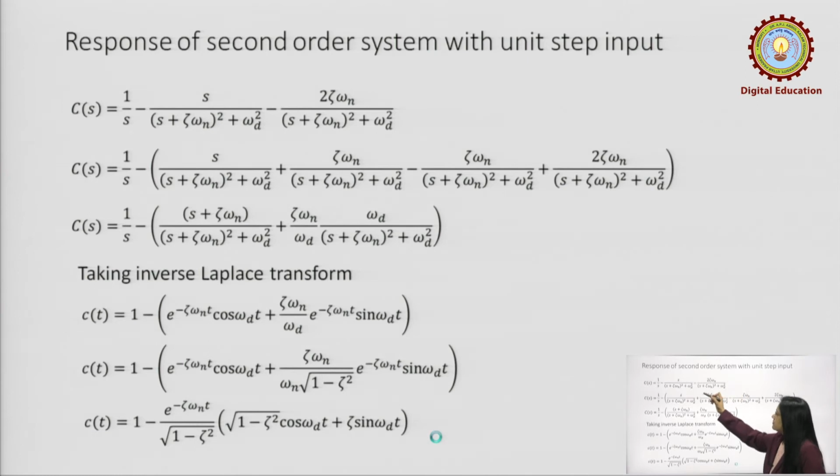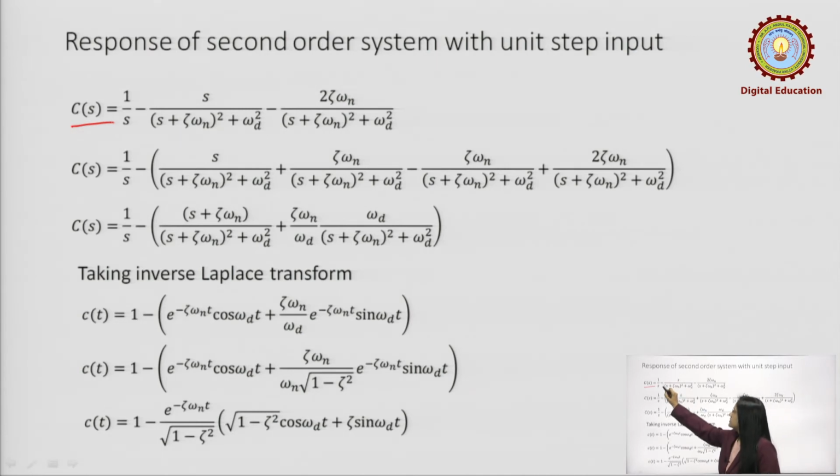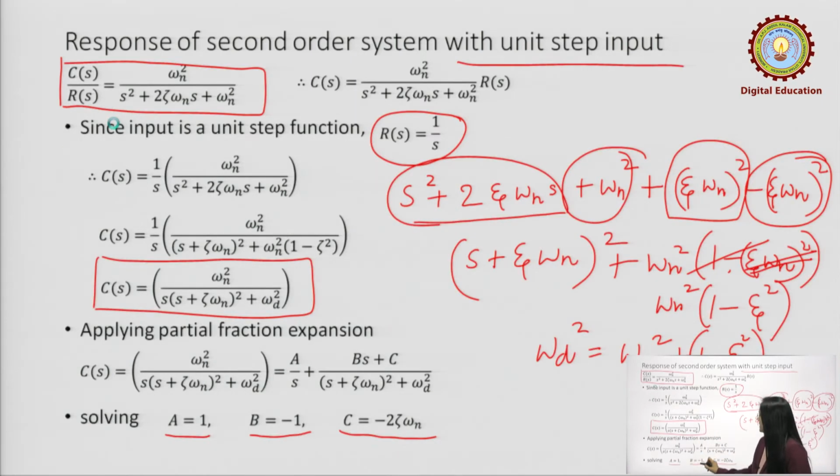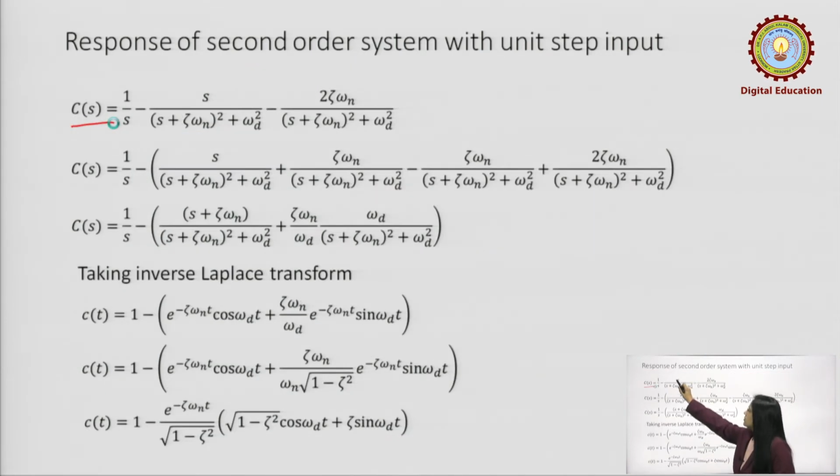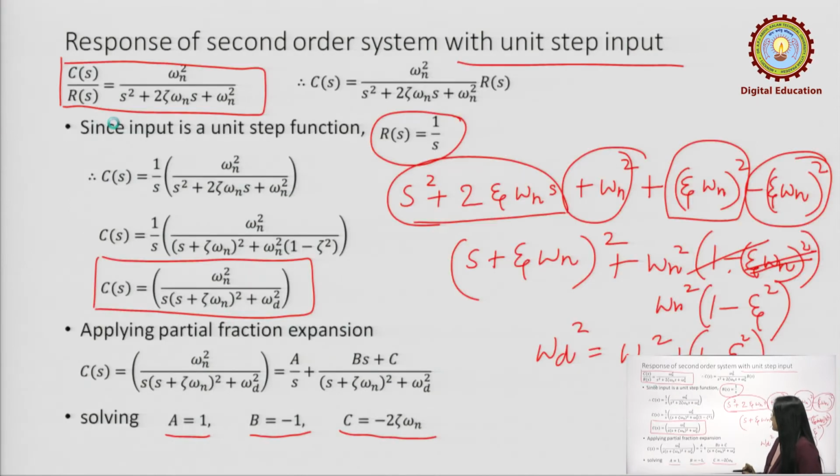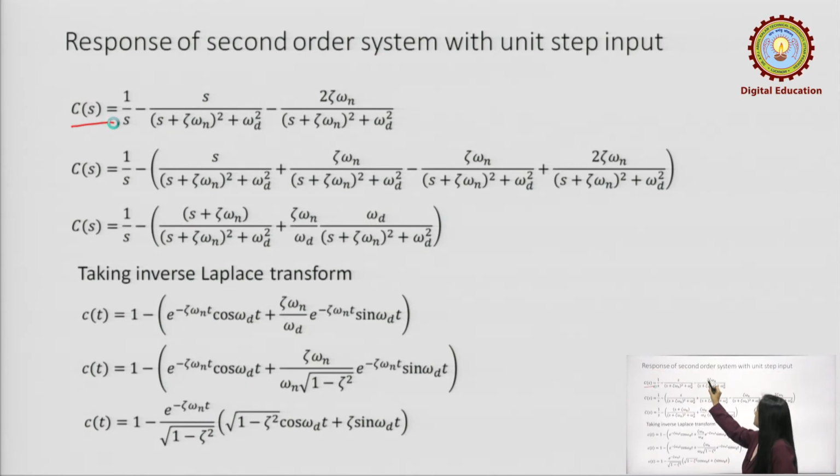We have replaced the values here, we are continuing with it. We are finding out what will be the value of C of s after replacing the term 1 by s. b is minus 1, so b is minus 1 and the value of c is minus 2 zeta omega n, and that is now replaced here, minus 2 zeta omega n.